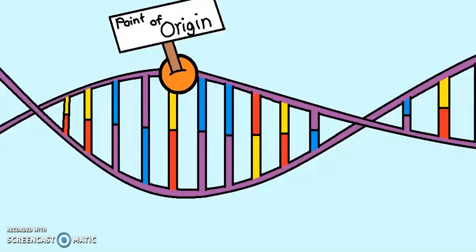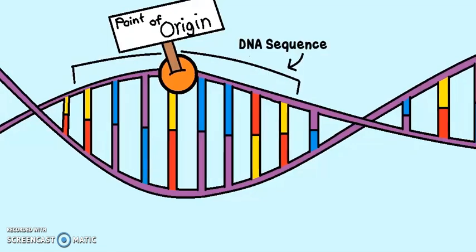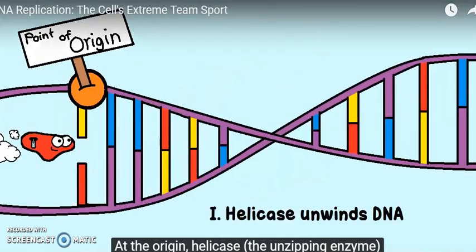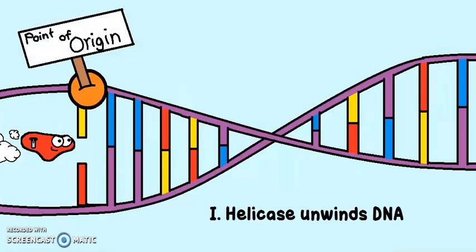DNA replication starts at a certain part called the origin. Usually this part is identified by certain DNA sequences. There can be multiple origins within the DNA. At the origin, helicase, the unzipping enzyme, comes in and unwinds, unzips, the DNA.